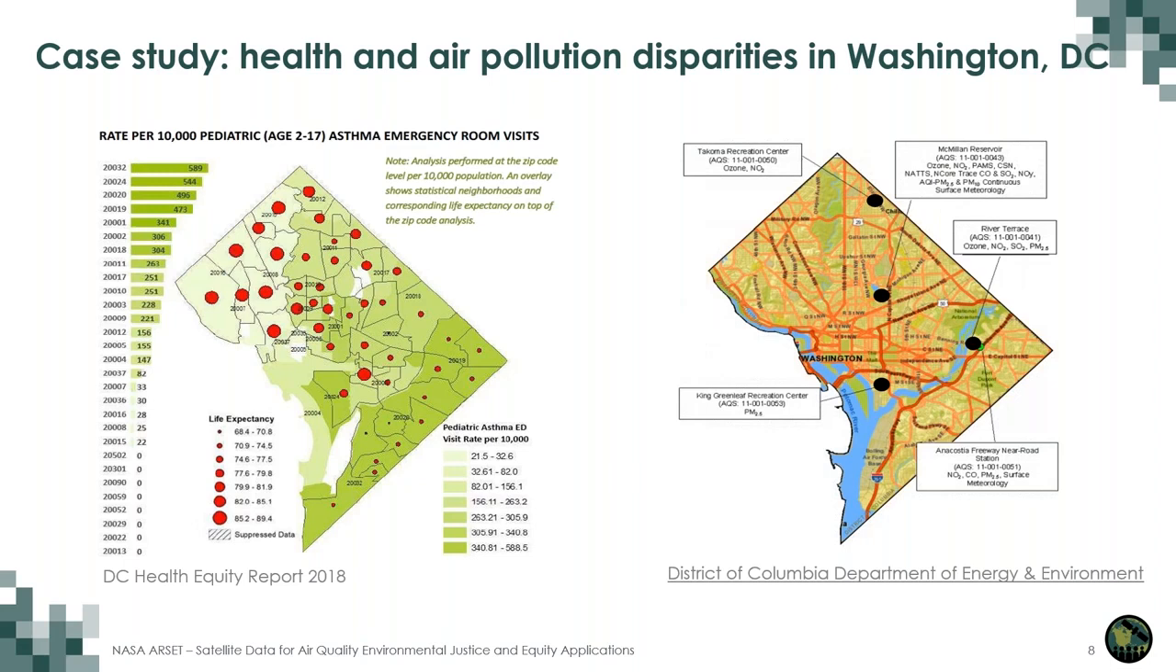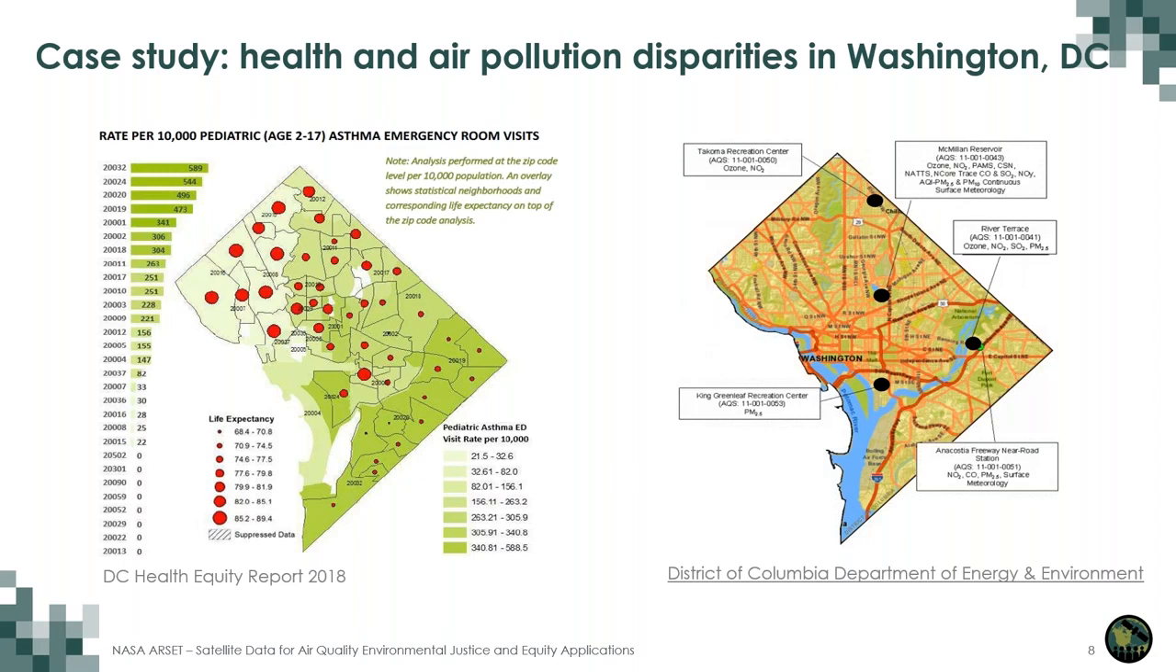The DC Health Equity Report was published in 2018, and it found about a 20-year life expectancy differential between communities in the southeast quadrant of the city and communities in the northwest quadrant of the city. And you can see that in the size of the red bubbles. If you look at the underlying green colors, we also see quite a large discrepancy in the pediatric asthma emergency department visit rate per 10,000 in the city, with the highest rates in the southeast quadrant neighborhoods compared with the northwest. Now, what if we wanted to know how much air pollution contributes to this health inequity?